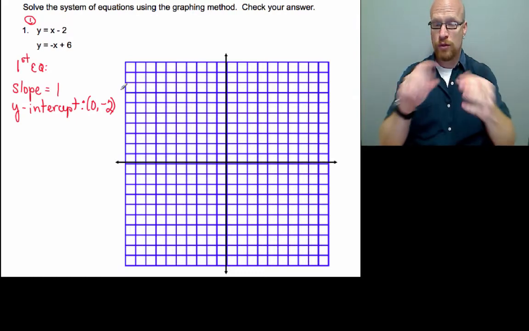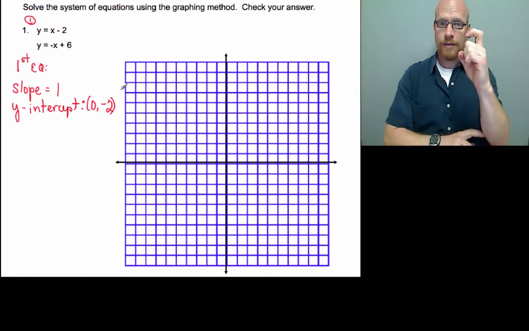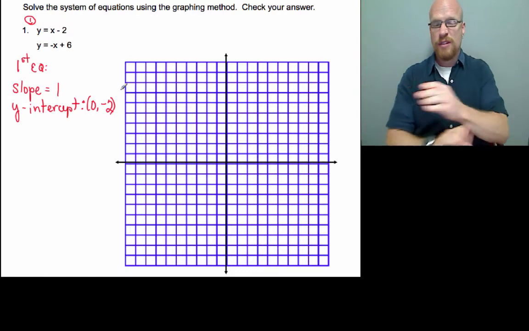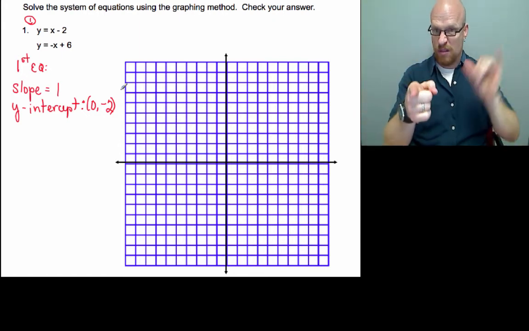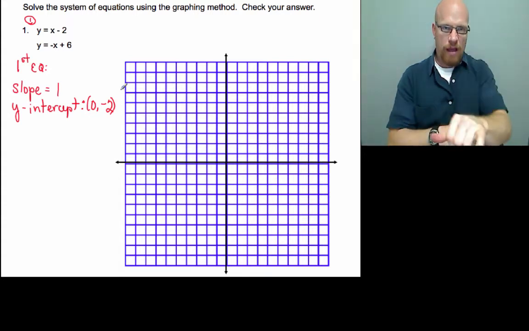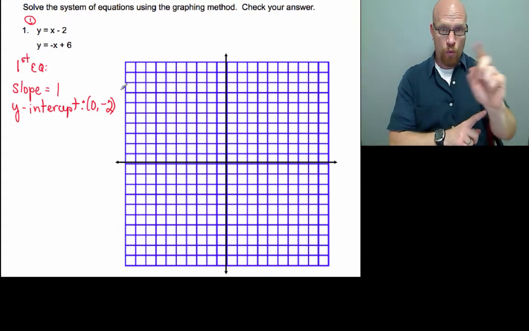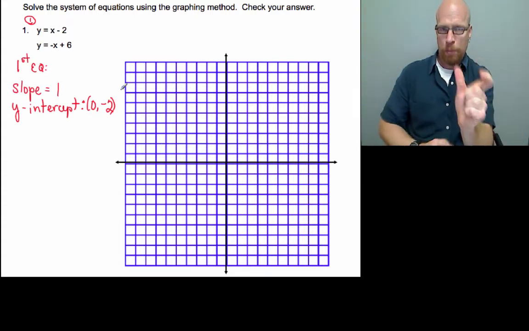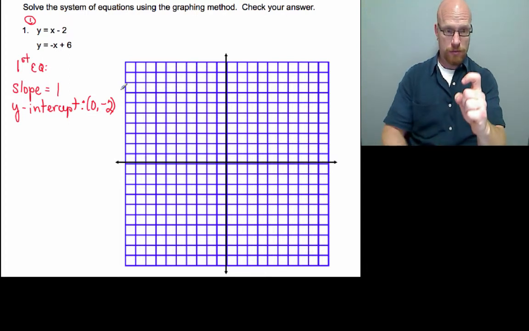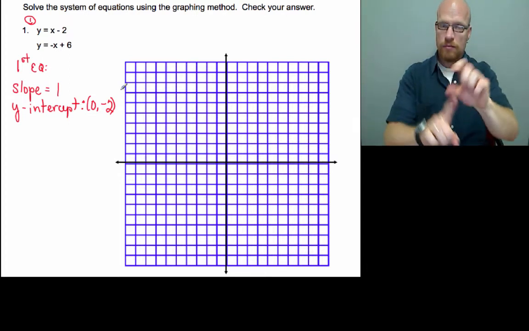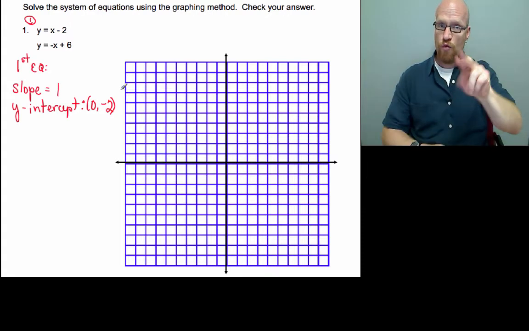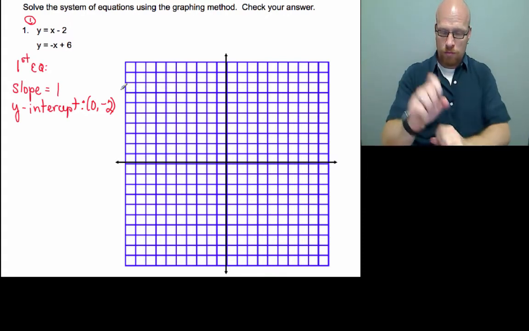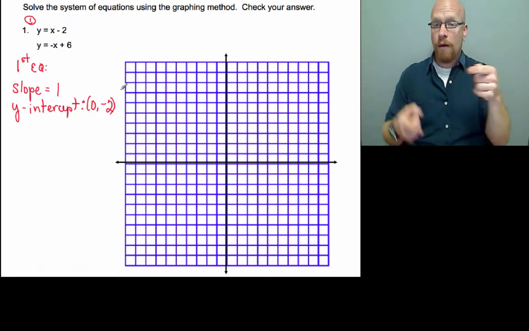So for our first equation, we have a slope. Well, the equation is y equals x minus 2. In previous vlogs, we've talked about linear equations and discussed slope and y-intercept. The slope is the coefficient for the x term. So we have x minus 2, the coefficient is 1. Therefore, the slope is 1, as 1 over 1, rise over run.